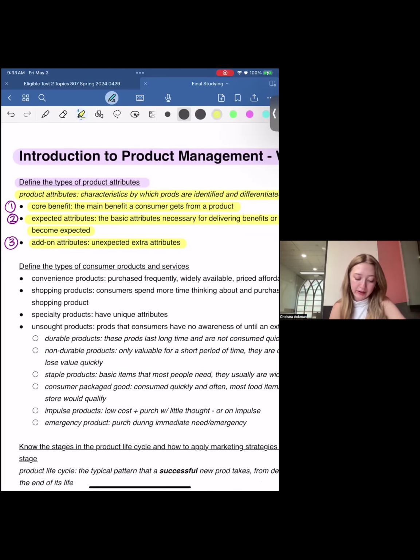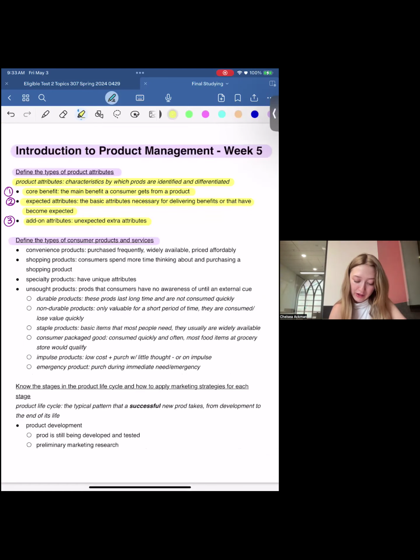The next learning objective is to define the types of consumer products and services. So first we have convenience products, which are purchased frequently, widely available, and priced affordably. Then shopping products, where consumers spend more time thinking about and purchasing. Specialty products have unique attributes, and unsought products are products that consumers have no awareness of until an external cue.